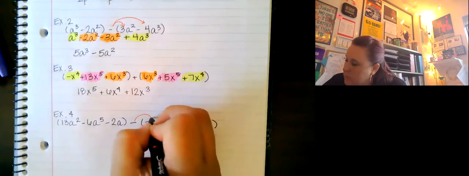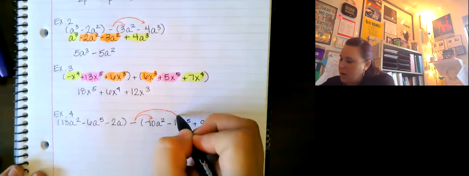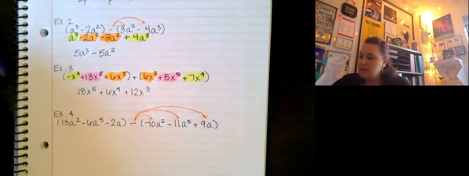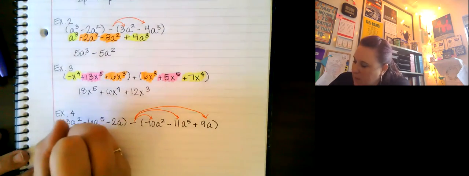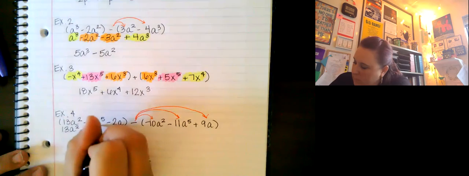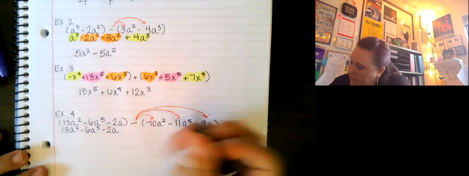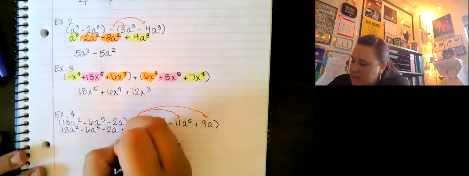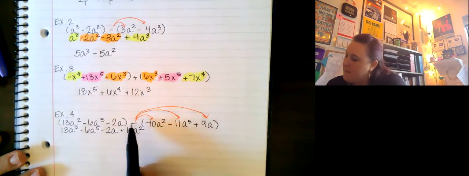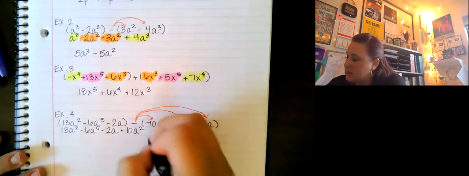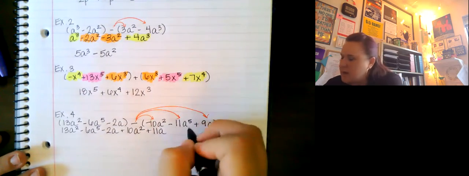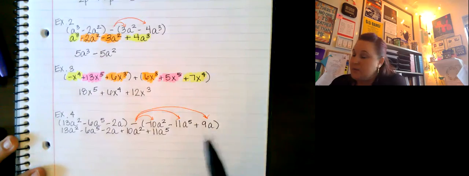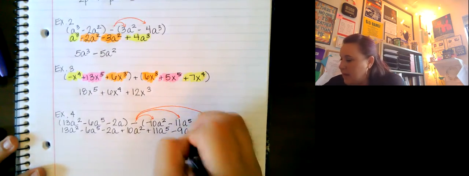Okay, so we're going to just remember we got to distribute the negative to all 3 terms on this one. Okay, so I'm going to rewrite my first polynomial. Now I have minus negative 10a squared, so that's going to become a plus 10a squared, minus negative 11a to the 5th, so plus 11a to the 5th. Man, guys, I'm struggling. Minus a positive 9a, so that's going to still be minus 9a.